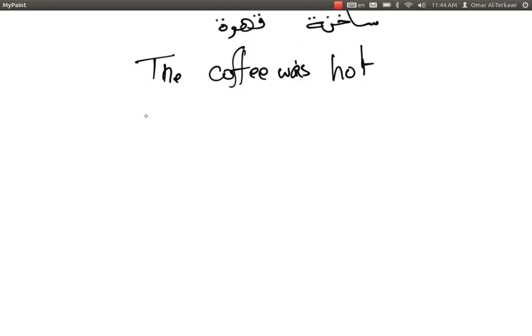Now, all you have to do is translate this as we did previously to Arabic. Well, was is equivalent to kana or kanat. In this case, we're talking about qahwa, which is feminine. It would be kanat. Okay, kanat. And then we put the translation. The coffee is hot, or the coffee is al-qahwa. Okay, sakhina.